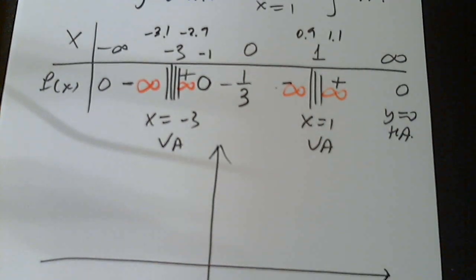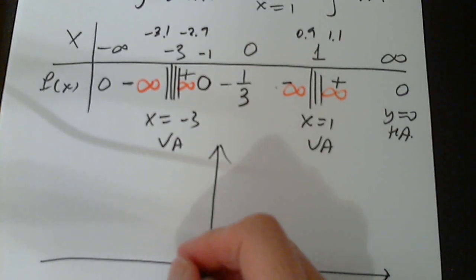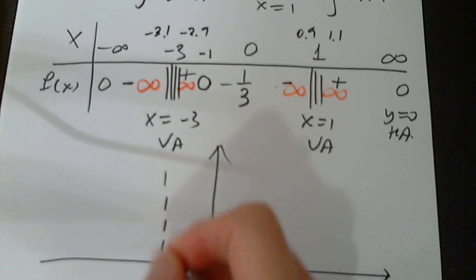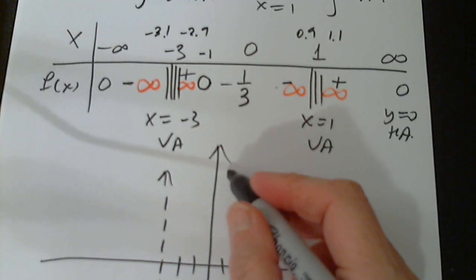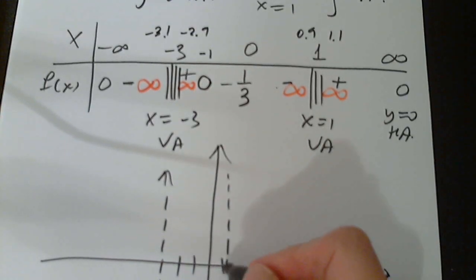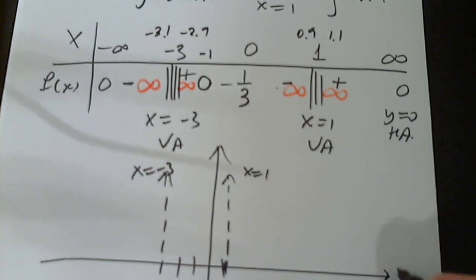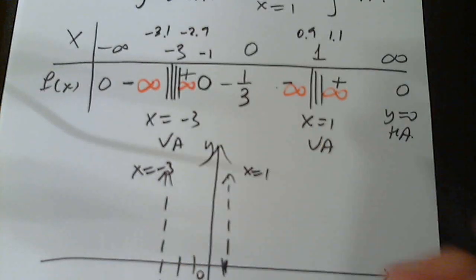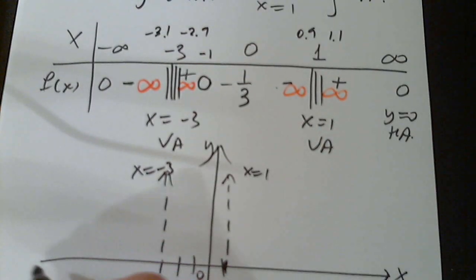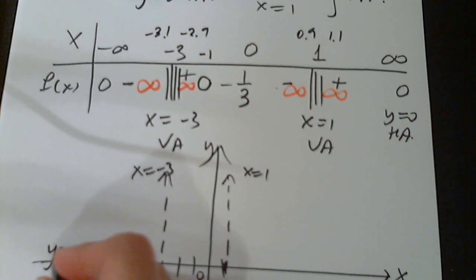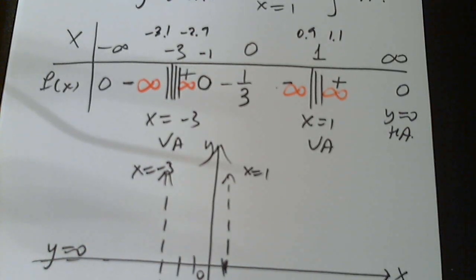When we graph functions with asymptotes, we have to graph the asymptotes first. -3 and +1. X equals -3, x equals 1. And of course y equals 0, it's an overkill. This is the horizontal asymptote, which is the x-axis.